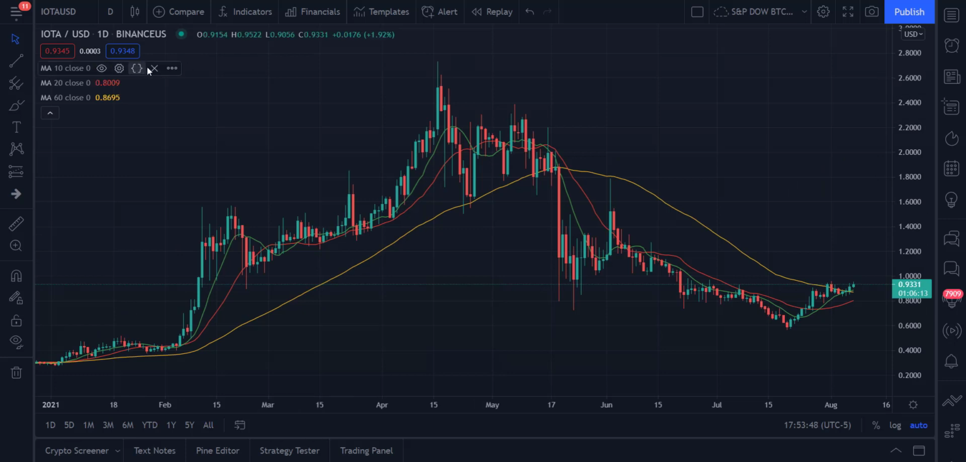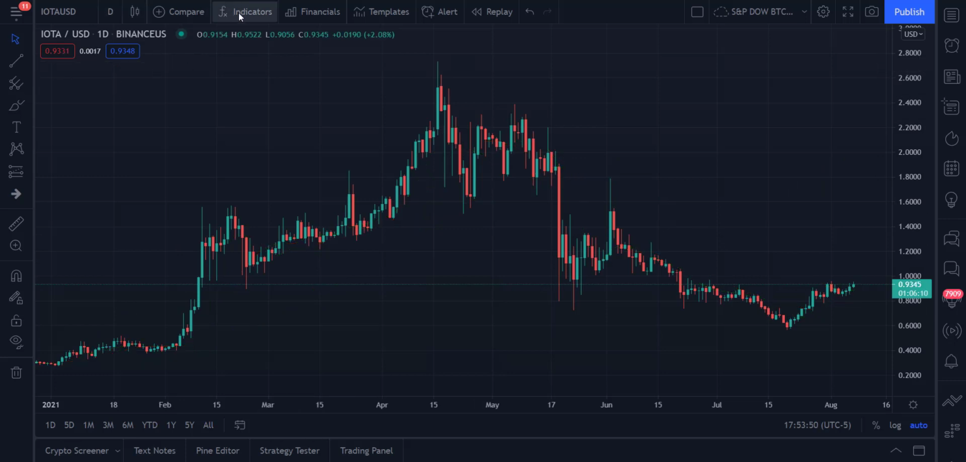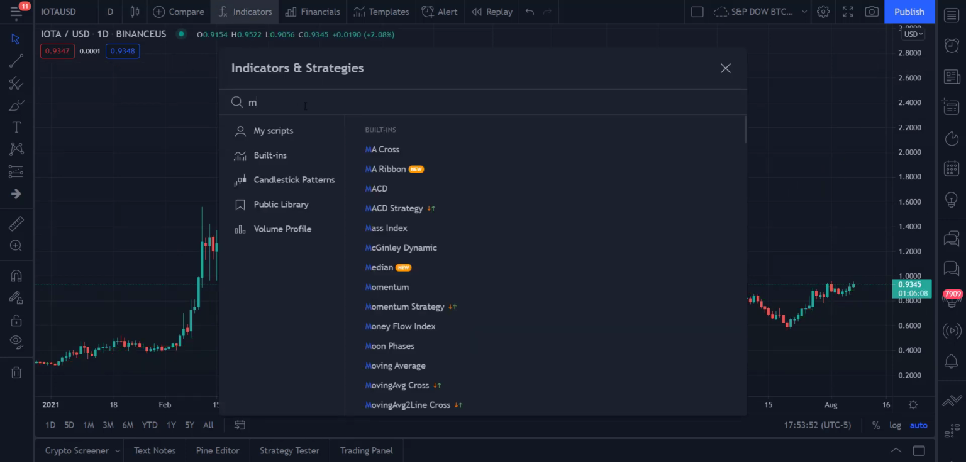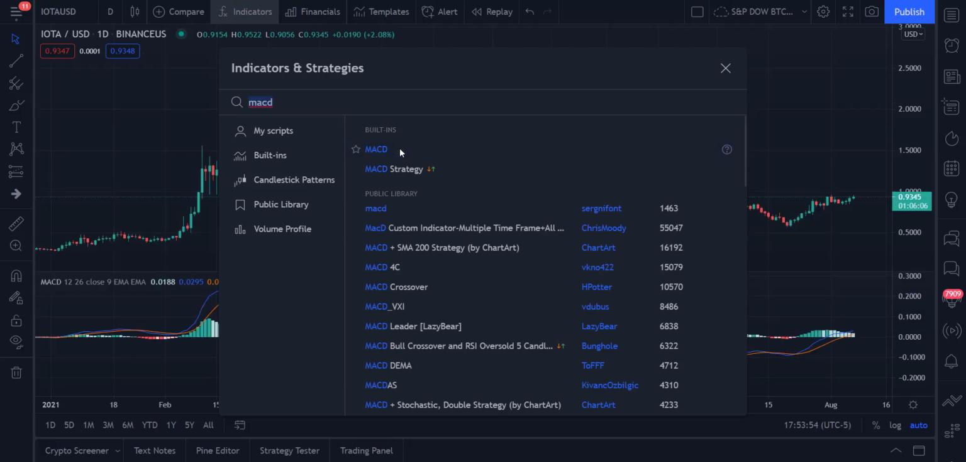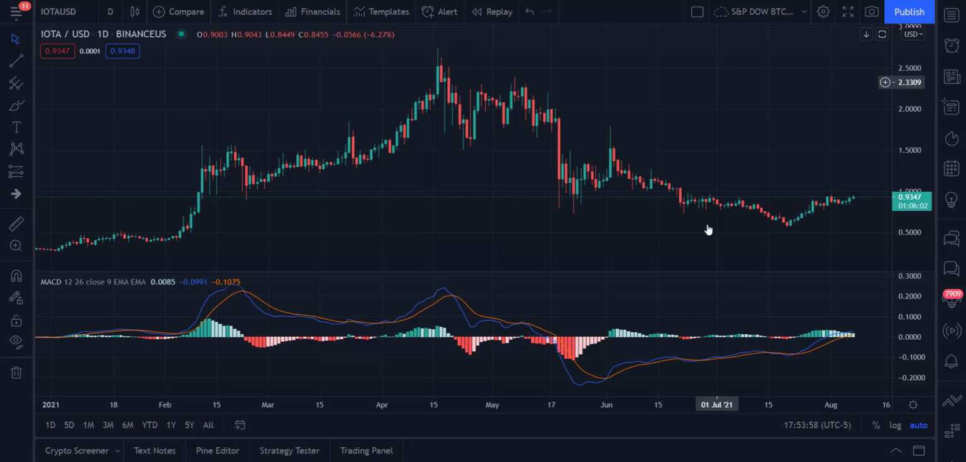Let's go ahead and take a look at the momentum oscillators and see if there's anything there to give us an indication of whether this crypto is going to be heading higher or lower.